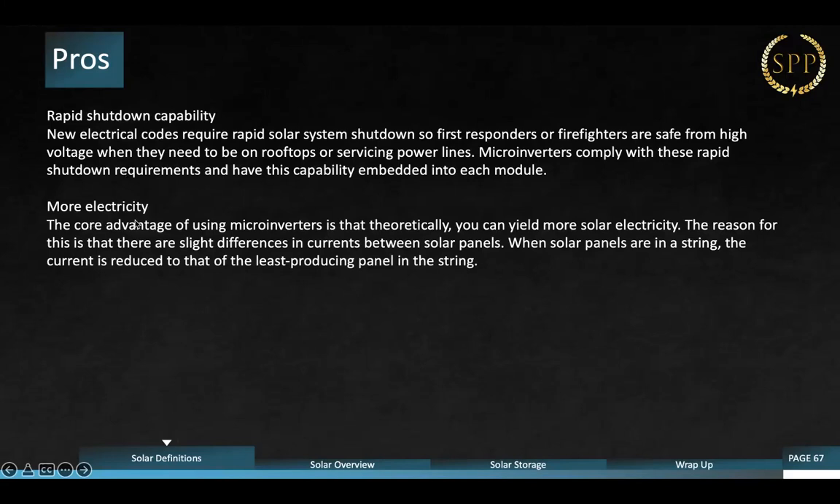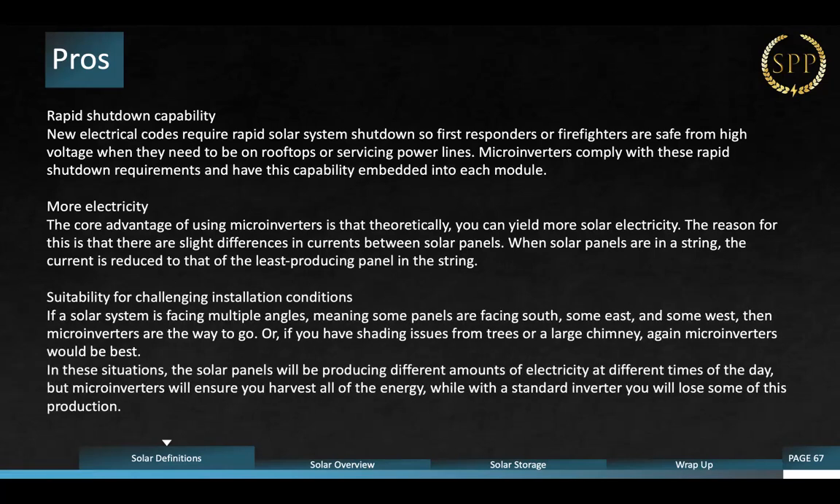More electricity. The core advantage of using microinverters is that, theoretically, you can yield more solar electricity. The reason for this is that there are slight differences in currents between each solar panel, which would be like a shaded problem, right? When solar panels are in a string, the current is reduced to that of the least producing panel in the string.